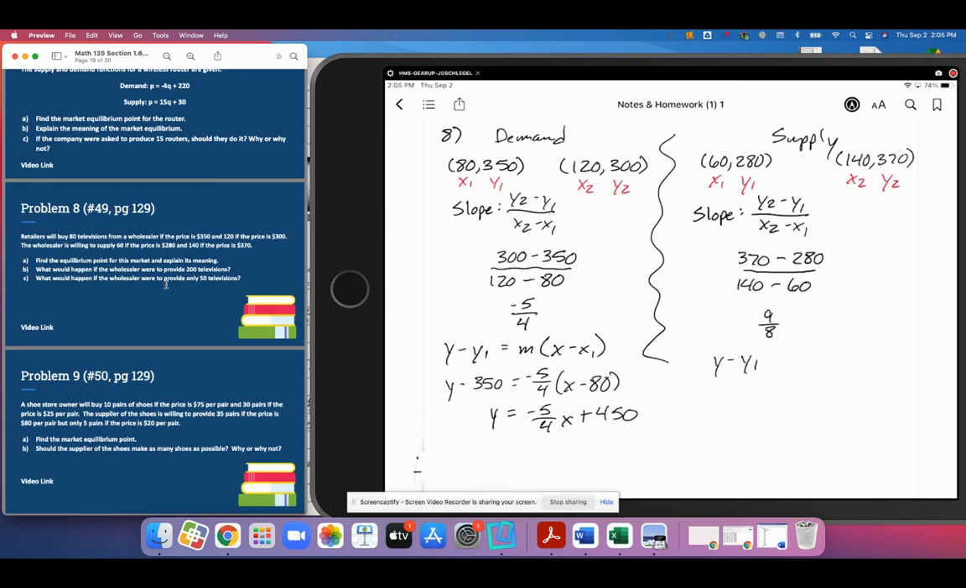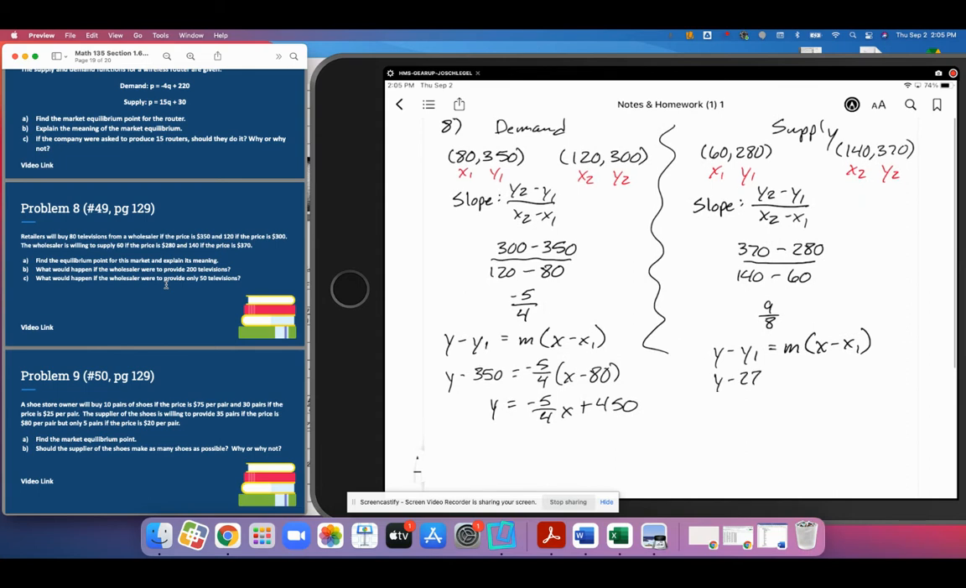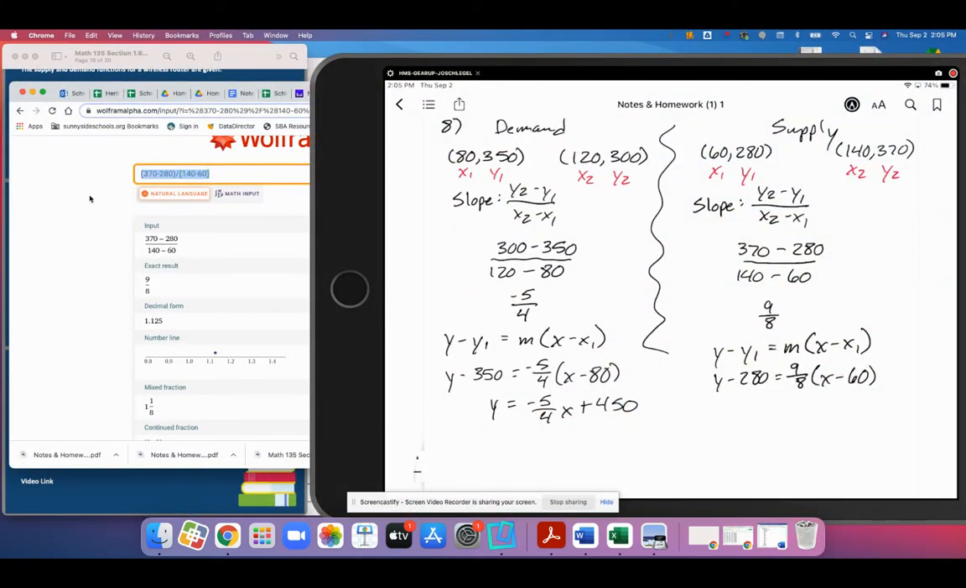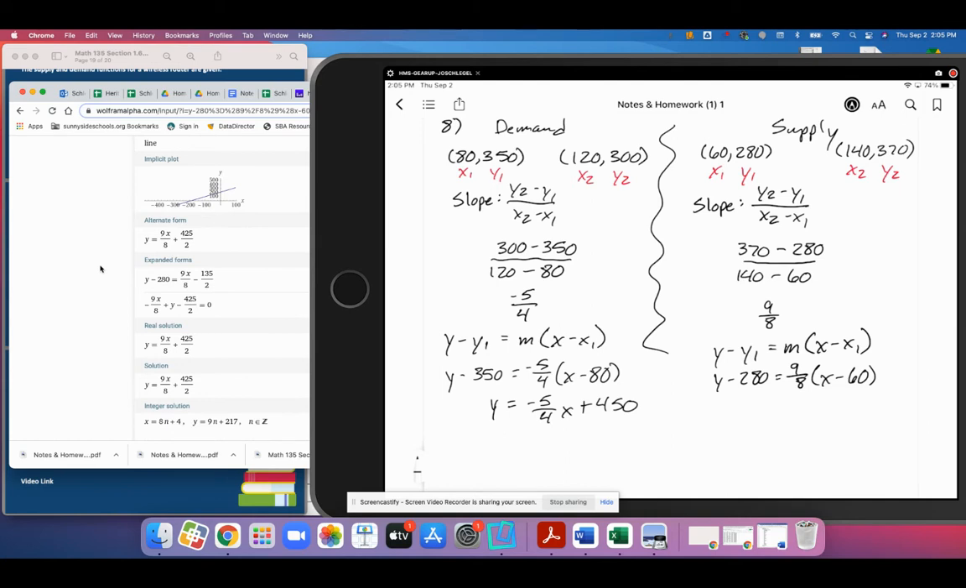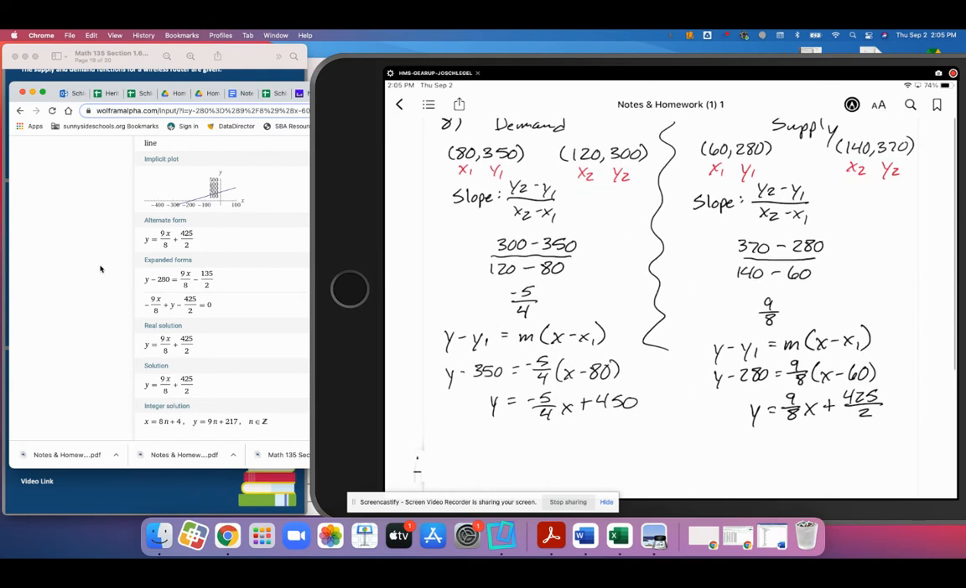So we've got y minus y1 equals m times x minus x1. We're going to have y minus 280 is equal to 9/8 times x minus 60. To Wolfram with that we go. Again, we're just doing this to get an alternate form of that equation because we like that better. And so we end up with y equals 9 over 8 x plus 425 over 2, which is pretty wild. But now we do have a supply function and a demand function that we like.